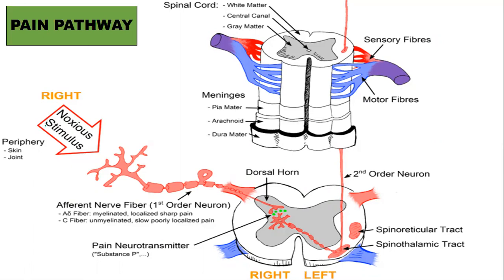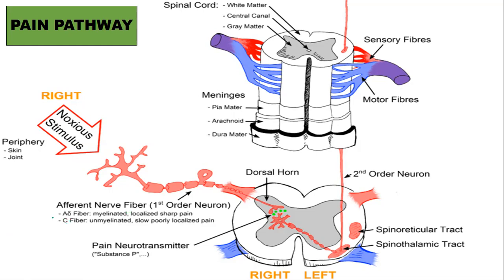Suppose we get mechanical, electrical, thermal, or chemical pain stimuli here. Once we get the stimuli, stimulation of the pain receptors starts. Then the afferent nerve fibers take the sensation. Fast pain is carried by the A fibers, and slow pain by the C fibers.